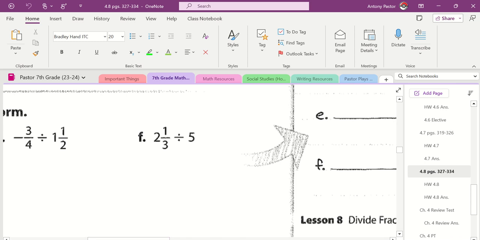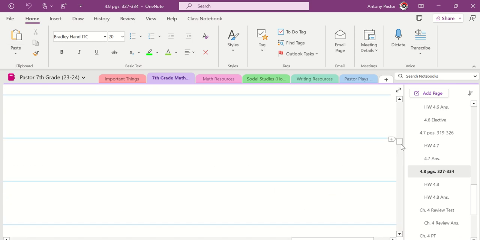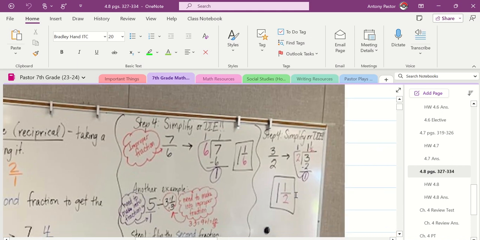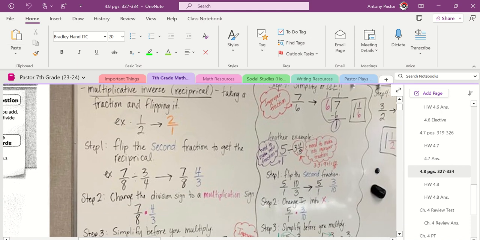So again, in your notes, you should have the entire method on how to divide fractions. First fraction stays the same. We change it from division to multiplication, and we flip the second fraction. And then again, remember, all numbers need to be fractions. So if it's a whole number, put it over 1. If it's a mixed number, turn that thing into an improper fraction so that you can multiply.